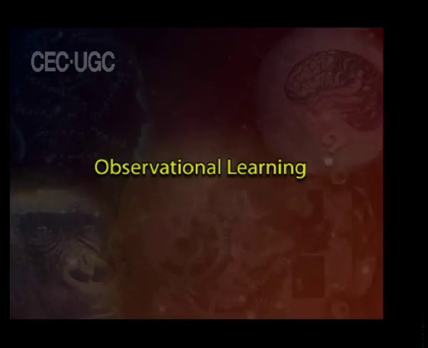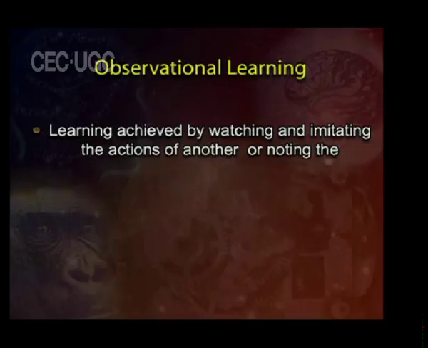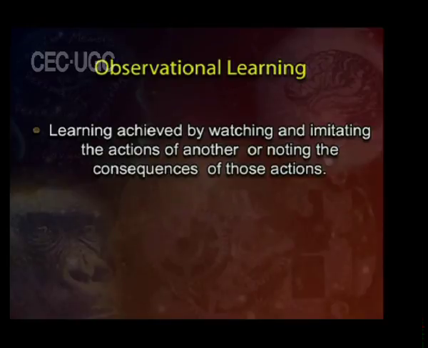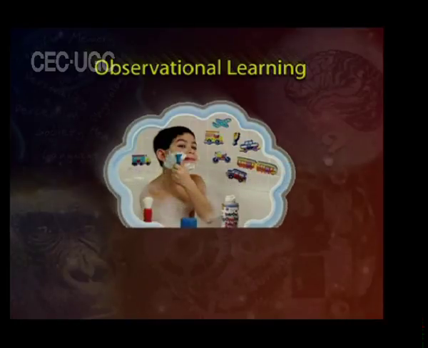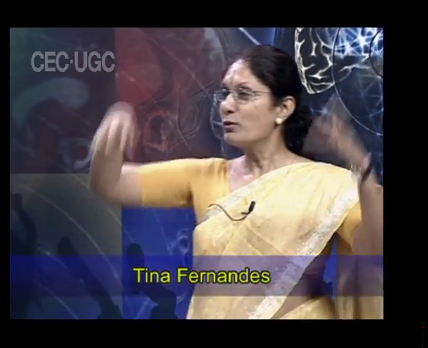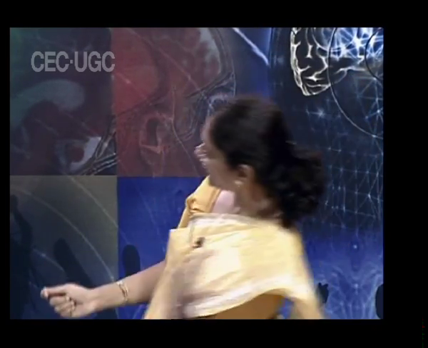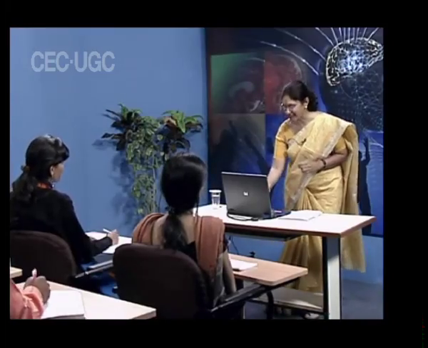What is observational learning? Observational learning is learning achieved by watching, copying, imitating the actions of another, or noting the consequences of those actions. There are so many young boys who take daddy's razor and try to shave because they see daddy shaving. There are so many young girls who take mummy's lipstick tube and try to paint their lips. There are so many girls who take some cloth and tie it to their head and then go about thinking that they have a nice long plait. All of us are copycats.